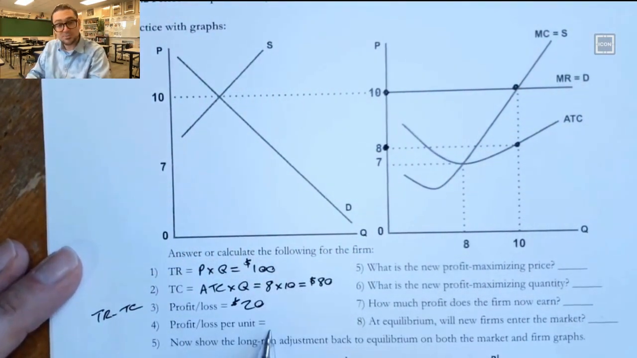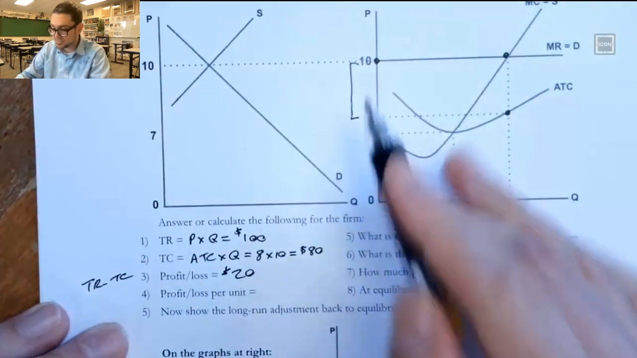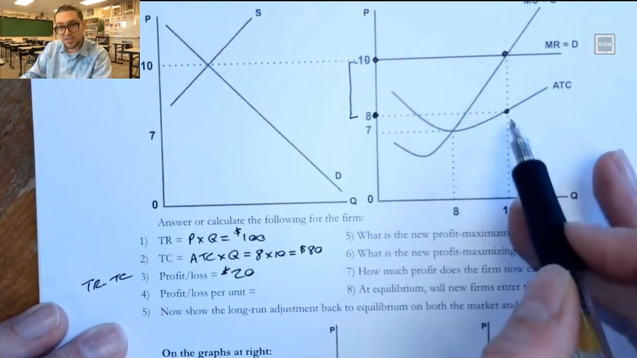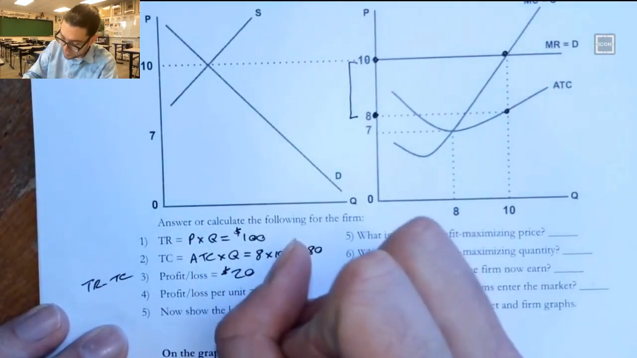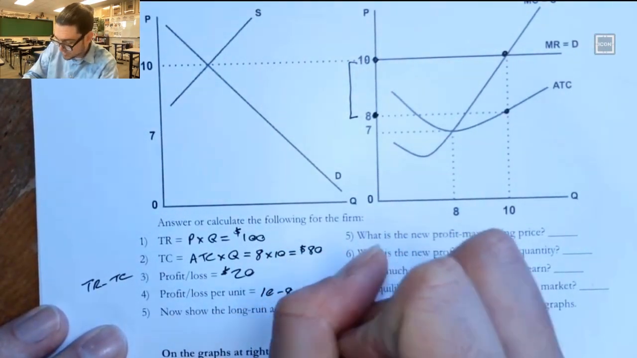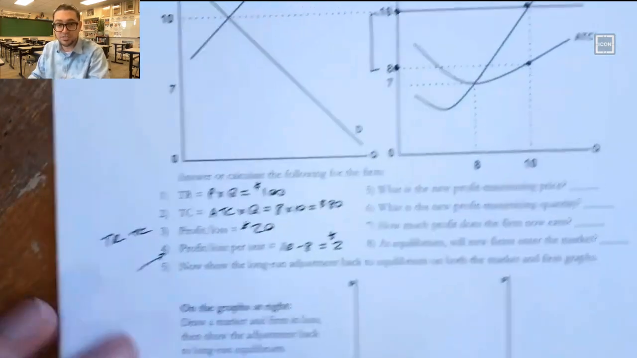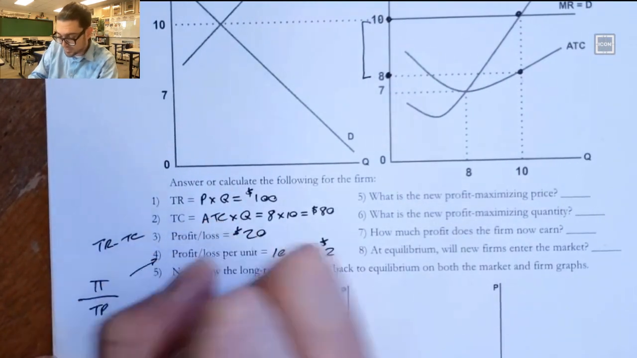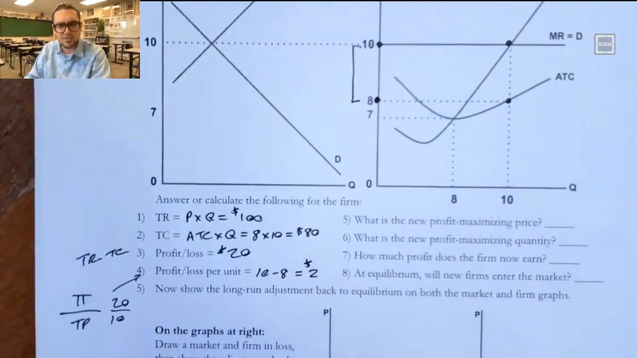The profit or loss per unit we could find in two different ways. We could actually look at it and see that profit per unit is the difference between the price and the ATC. So we could just say 10 minus 8 is 2. The other way that we could do that is we take the profit and divide it by the total product. In this case, that's 20 divided by 10. Well, that's still going to be $2. So we can figure it out in a couple of different ways.